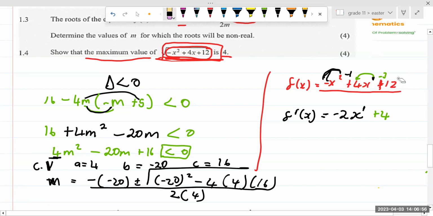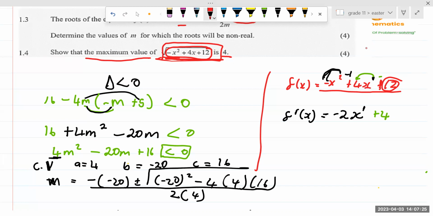And then this one here, because it doesn't have an x on it, it's simply going to disappear. Are you still good? What happened to the x? Which x? This x? Yes.